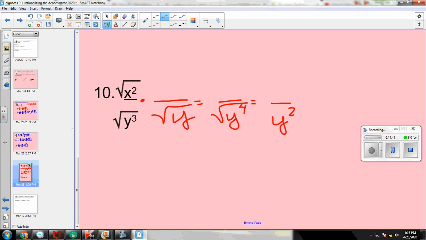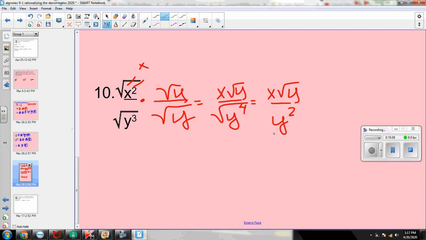If you did it that way, well, I'm noticing x to the 2nd is a perfect square. The square root of x to the 2nd is x. So I would have an x times radical y. So I just said the square root of x squared, that is x. When I multiply that by square root of y, I get x square root of y. So I have x square root of y over y to the second.